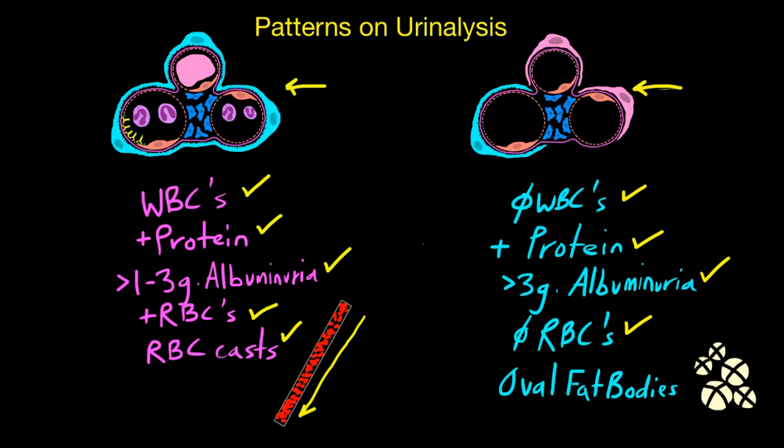One thing you may see if you have polarized light microscopy are these things called oval fat bodies. So these are essentially epithelial cells that have engorged on lipoprotein and other filtered proteins, and so they're swollen with protein and lipid, and under polarized light they actually form this interesting Maltese cross pattern. So if you get lucky, you may be able to see this in someone who has significant albuminuria.